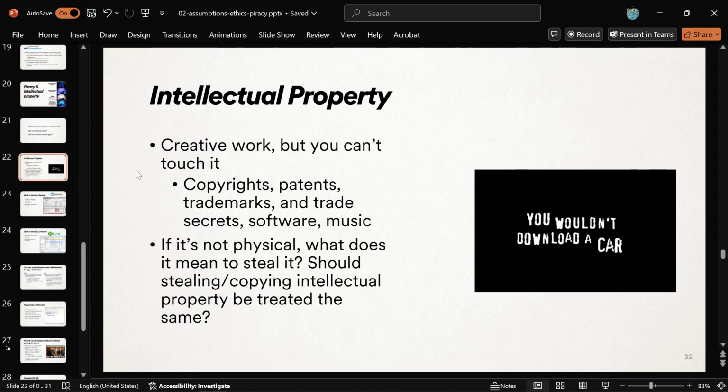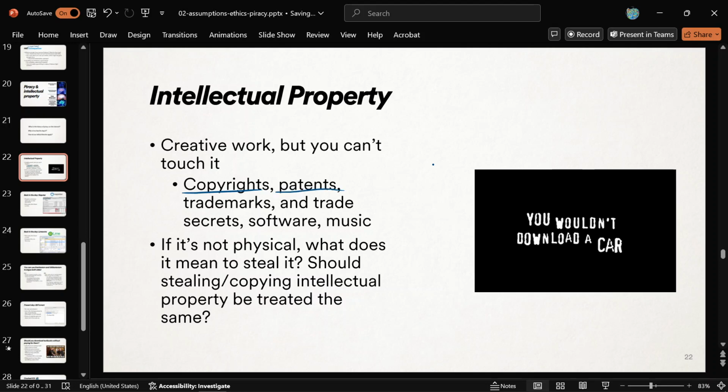So let's first talk about intellectual property. It's a weird word, all right? A piece of intellectual property is something that somebody made, some creative work, but it's not tangible. You cannot touch it. Some things that are intellectual property are things that you can copyright, like a computer program or a song. You can also patent programs.